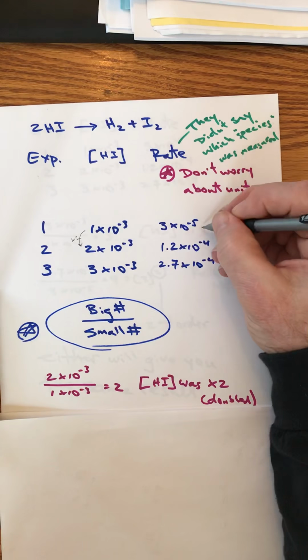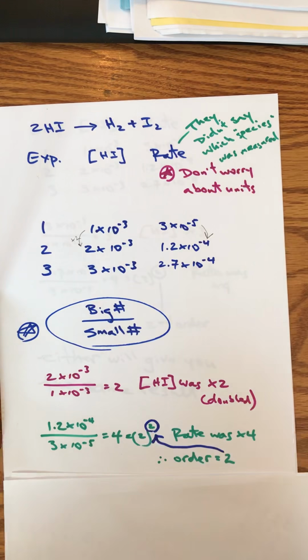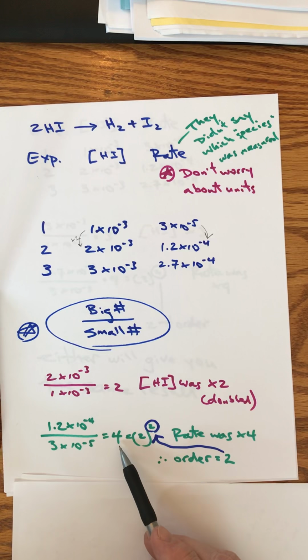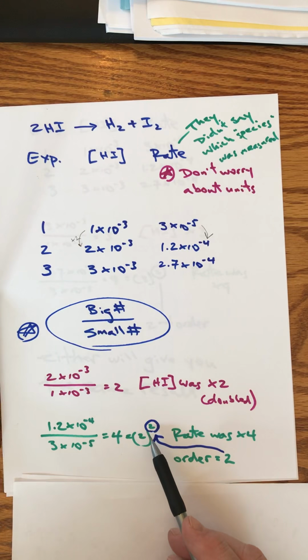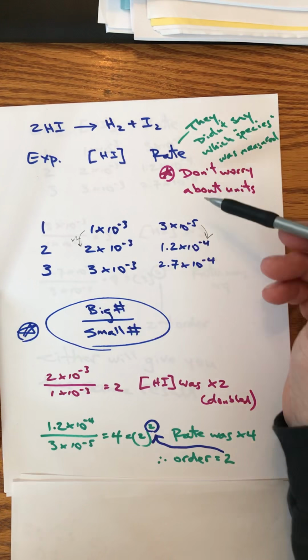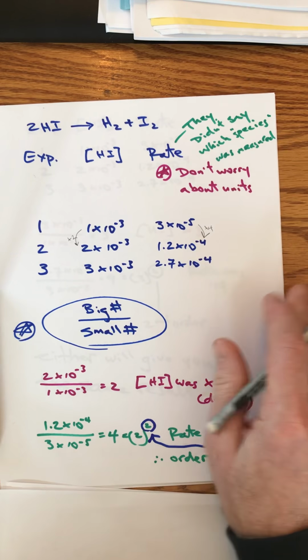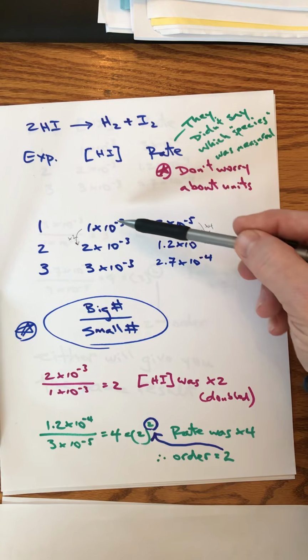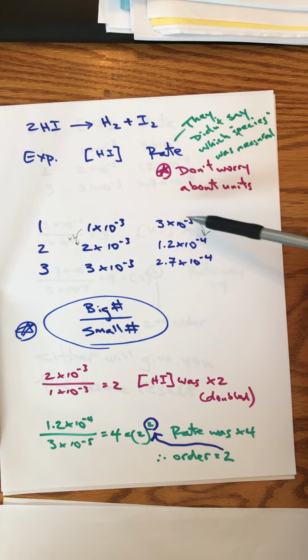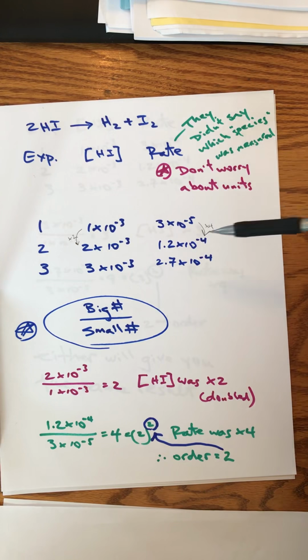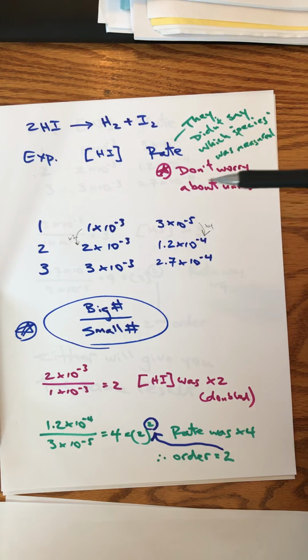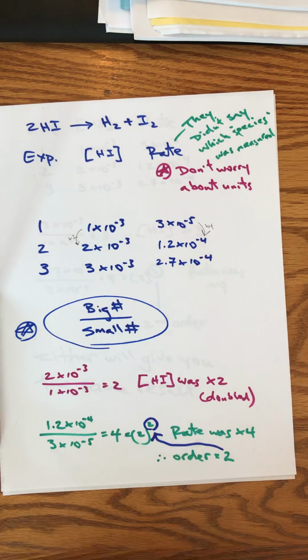What happened here? Well, put the big number over the small number, that's 4. That's 2 squared. Considering this series of experiments, I would say that when the concentration of HI doubles, the rate goes times 4. The system is second order with respect to HI.